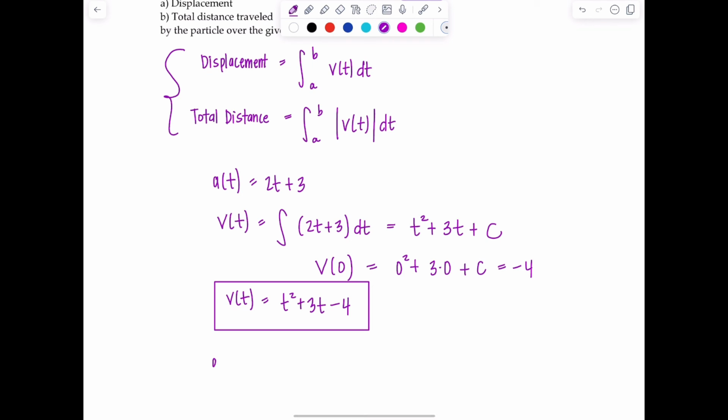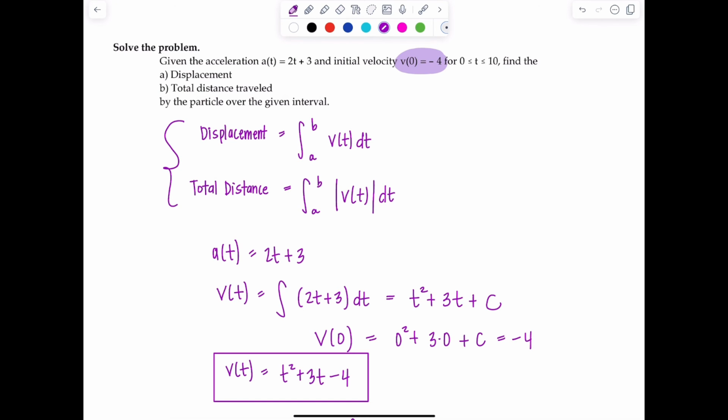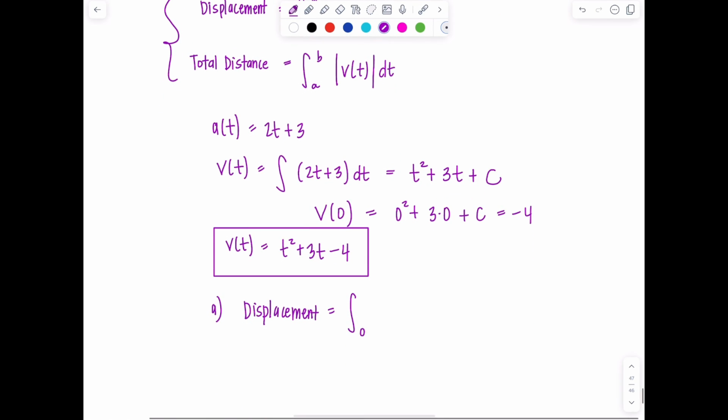So displacement is going to be, let me write it out. I wish we had nice abbreviations, right? Displacement. Ooh, who has the time? Okay, integral from a to b. They should have given me a and b. Here it is, the time interval. That's a, that's b. Fabulous. So we're going to integrate from 0 to 10, t squared plus 3t minus 4 dt.